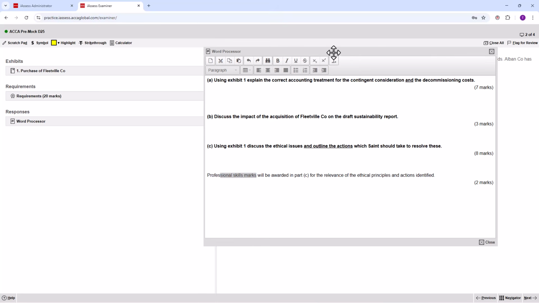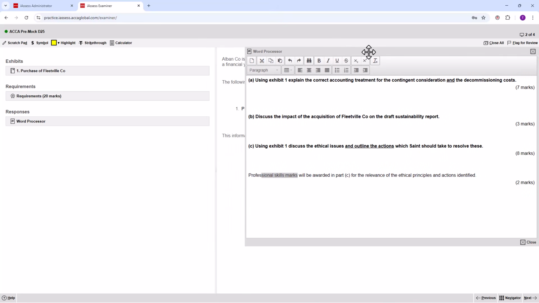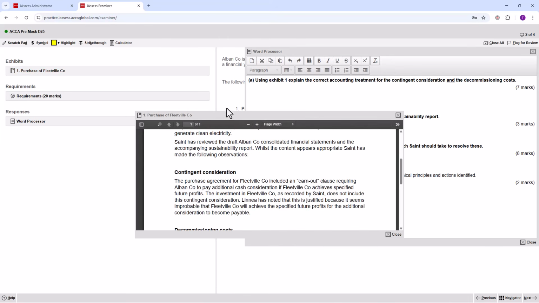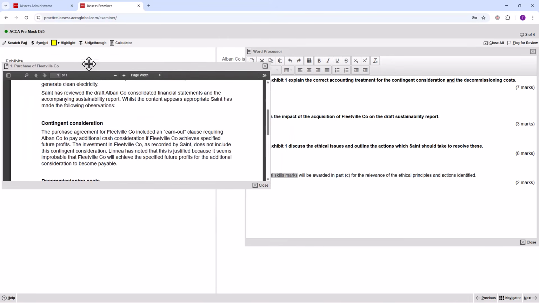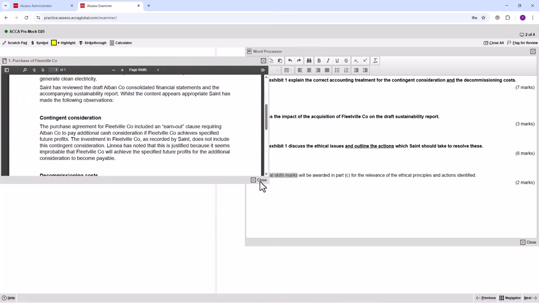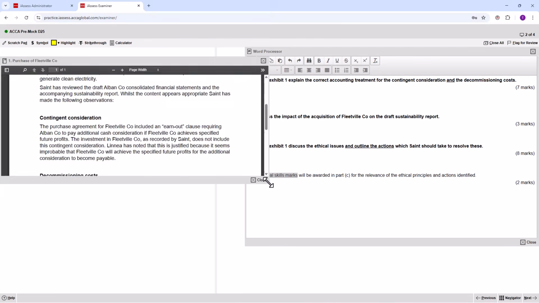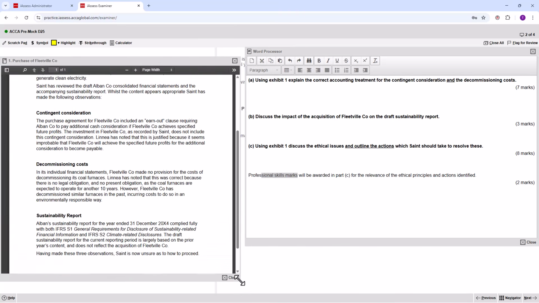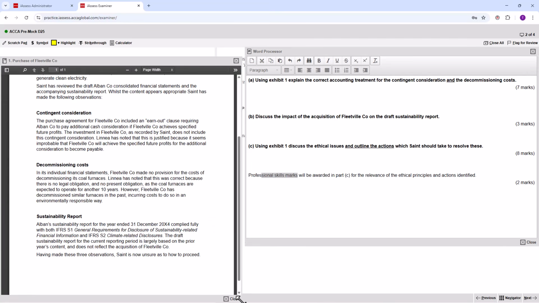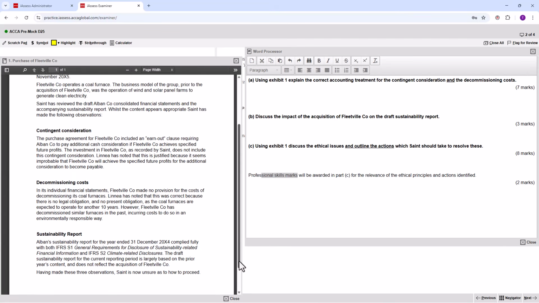Right, so we've had a very quick look. We know it's about contingent consideration and decommissioning. We know it's about sustainability reporting, and we now need to read the exhibit. We have Exhibit 1, and let's therefore open up Exhibit 1. There are no big numbers, there's no pre-populated spreadsheet or even spreadsheet at all in this particular question 2. So here we've got our information.